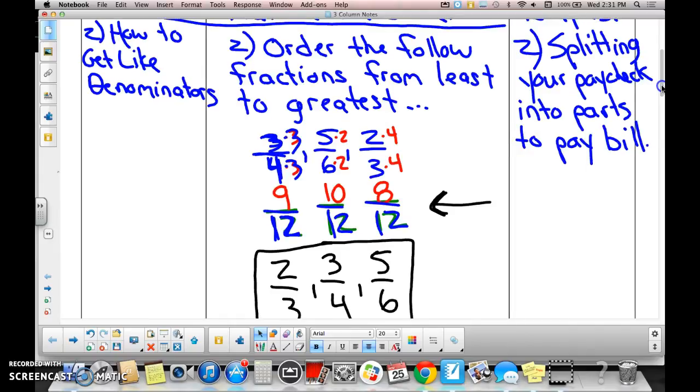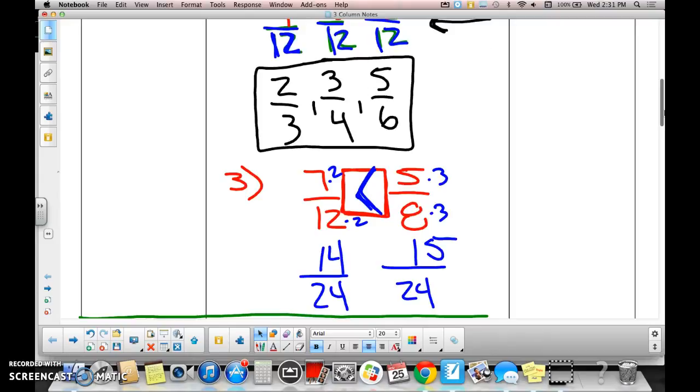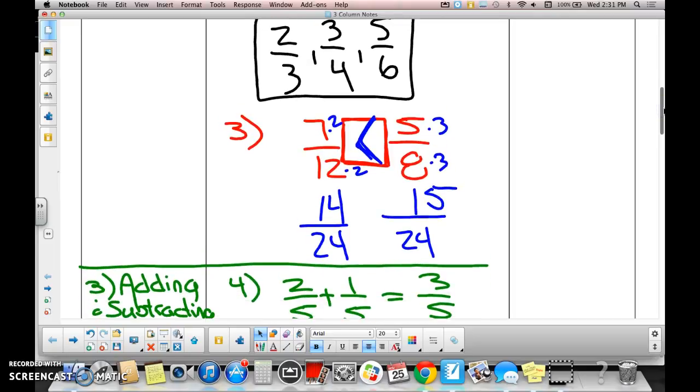Okie dokie. Here is inequalities, what they're called. We didn't really give it a name, but when you're talking about greater than, less than, or equal to, you're talking about inequalities. Basically, it's saying which one's bigger. In this case, we determined that 5/8 is bigger than 7/12 because we found common denominators. You have to find common denominators to compare fractions.